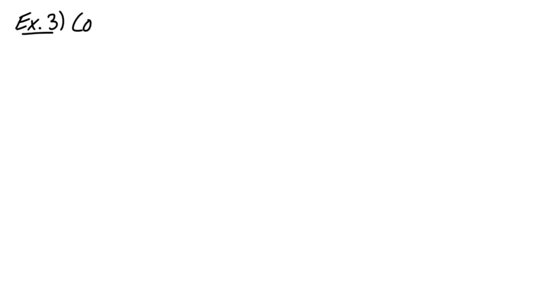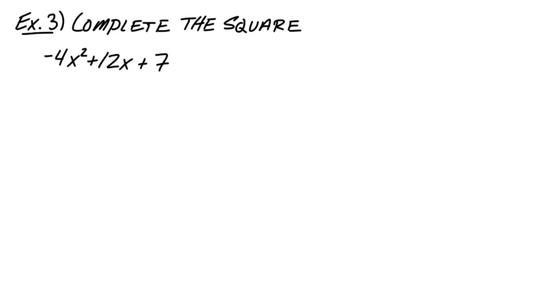Alright, last example here. This one is a little bit more difficult, but it's the same exact procedure for completing the square. So we're going to start with negative 4x squared plus 12x plus 7. If you'll notice, this is a trinomial. It's also not factorable. Okay, so I'm not going to rush the steps or anything. Let's just go through it.